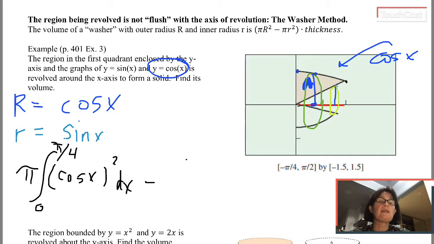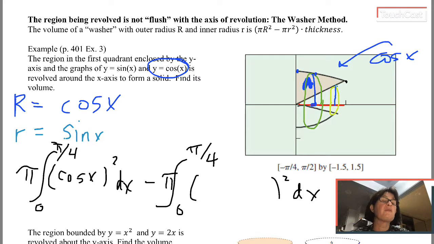Now I'm going to subtract out the volume of the hole. That's also going to have a pi out front. Same limits. If you ever had different limits here, something went really wrong. And then here, the volume of the hole in the middle is going to come from slices whose radii have sine of x as the top curve and y equals 0 as the bottom curve. So it's going to be sine x squared. Final answer.